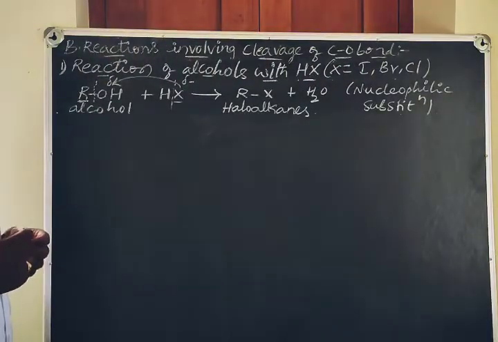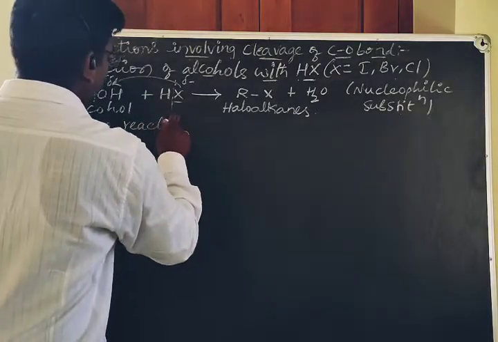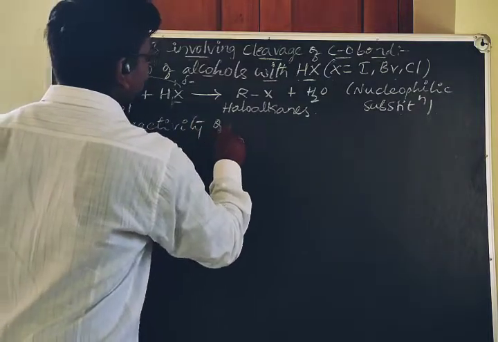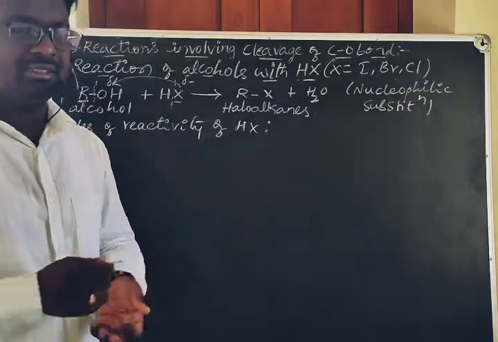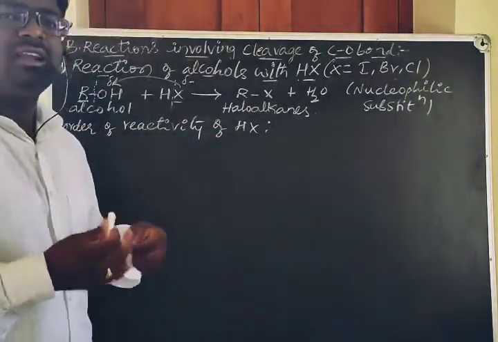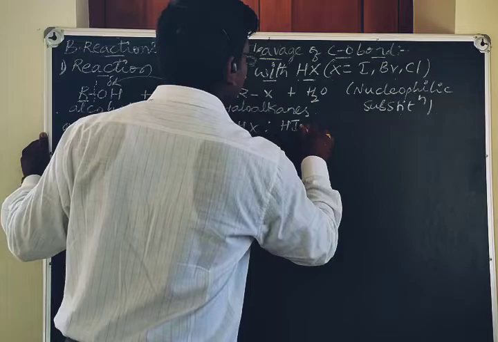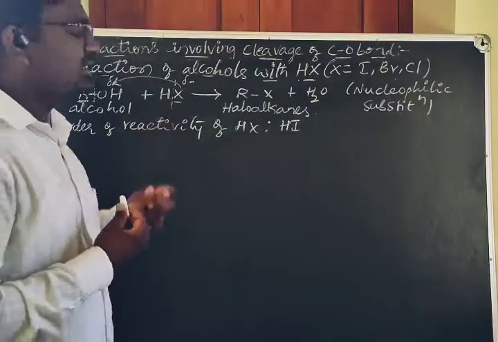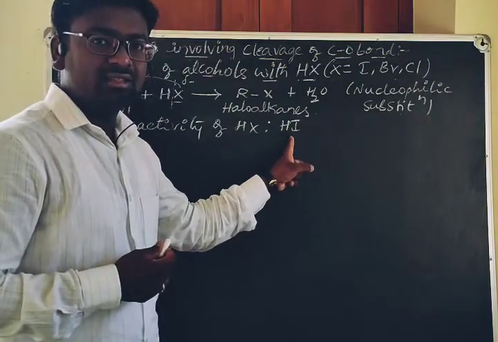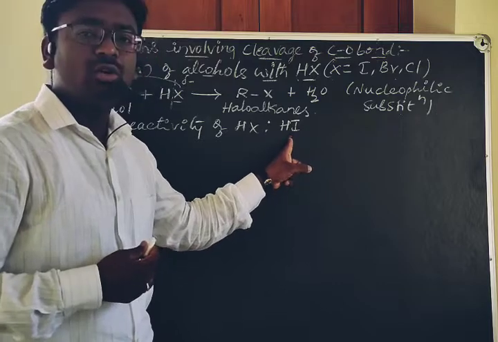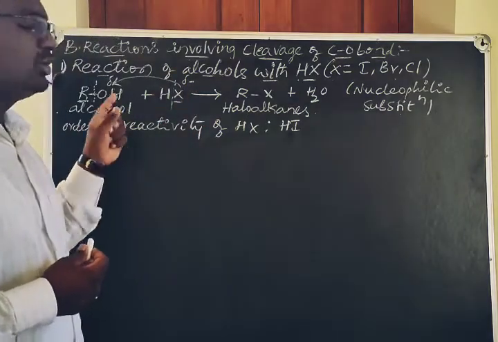In these reactions, when you consider the order of reactivity of HX, we have types of HX, that is HI, HBr and HCl. Which one will readily undergo this substitution reaction? HI. Hydrogen iodide readily undergoes the substitution reaction because the bond between H and I is a weak bond. We can say it has low bond dissociation enthalpy. That is why it immediately undergoes the substitution reactions.